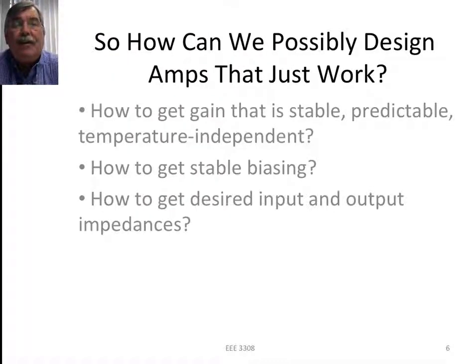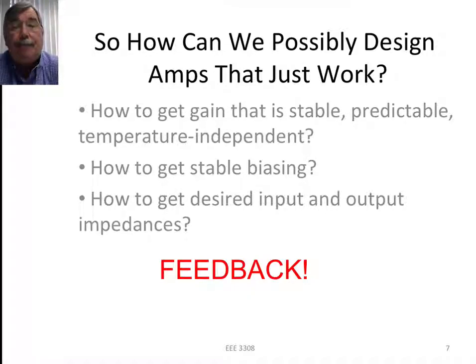So it's a reasonable question, how is it possible to design amplifiers that just work? Gain tends to be temperature dependent, so how is it possible to make the gain of an overall system temperature independent? How do you get the biasing to be right? How do you get those input impedances to be what you want? And the answer is really one of the most important things in all of electrical engineering, maybe in all of engineering, and the answer is we use feedback.